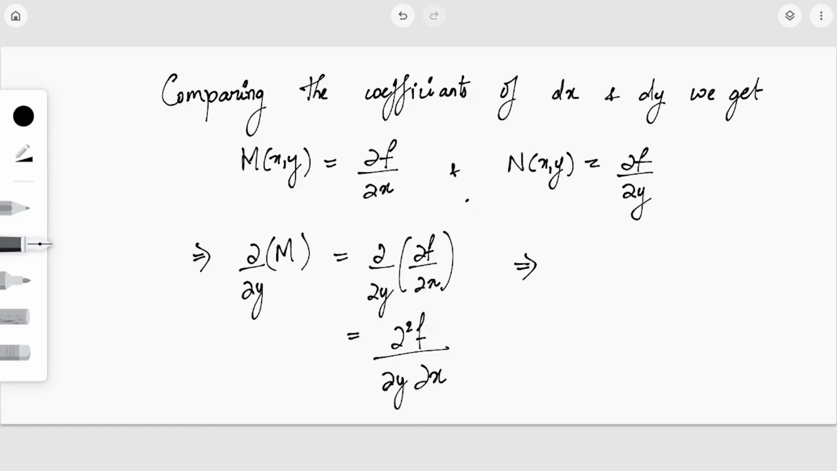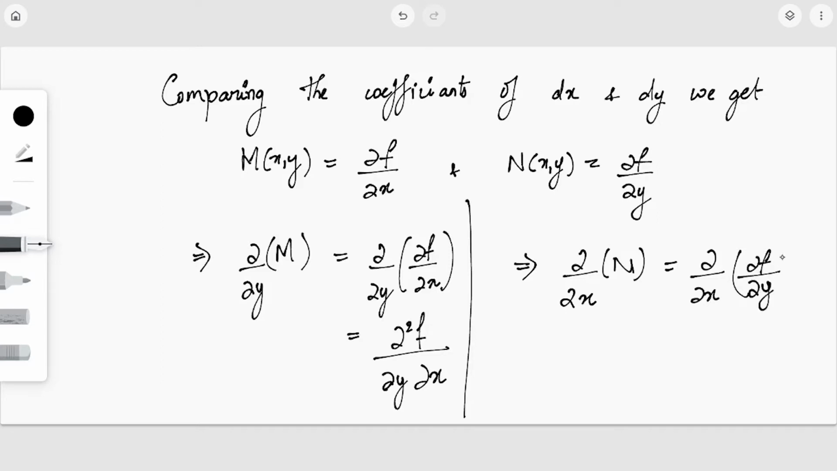And again here I'll take ∂/∂x of n. This will be ∂/∂x acting on ∂f/∂y. This is again ∂²f/∂x∂y. Now in the theorem it's given that m and n have continuous partial derivatives and all, so both these must be the same. The order does not matter.